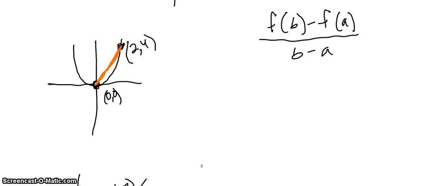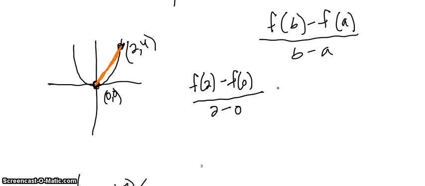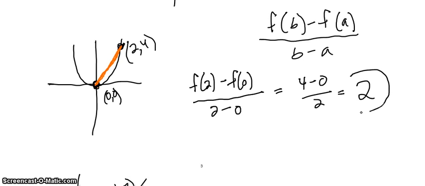So the way we find it is using our model of f of b minus f of a all over b minus a. We would take f of 2 minus f of 0 all over 2 minus 0, which would also give you 4 minus 0 over 2, which all just reduces down to 2. So that's the average rate of change from x equals 0 to x equals 2.